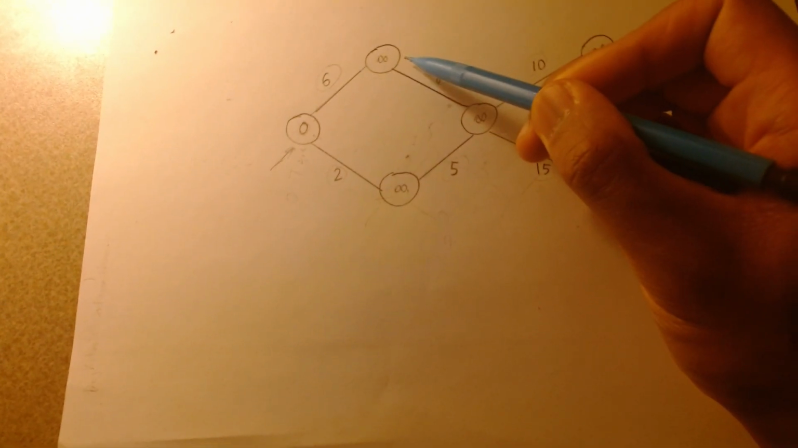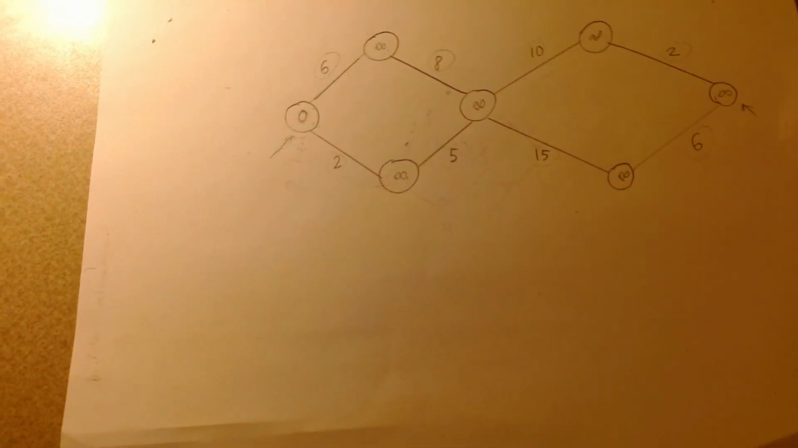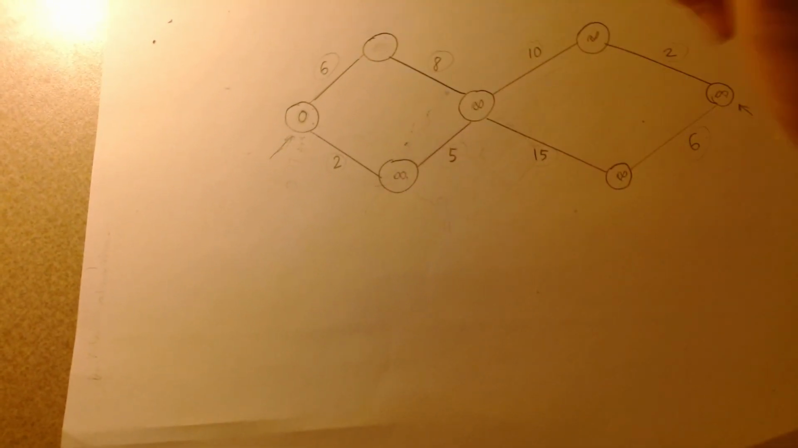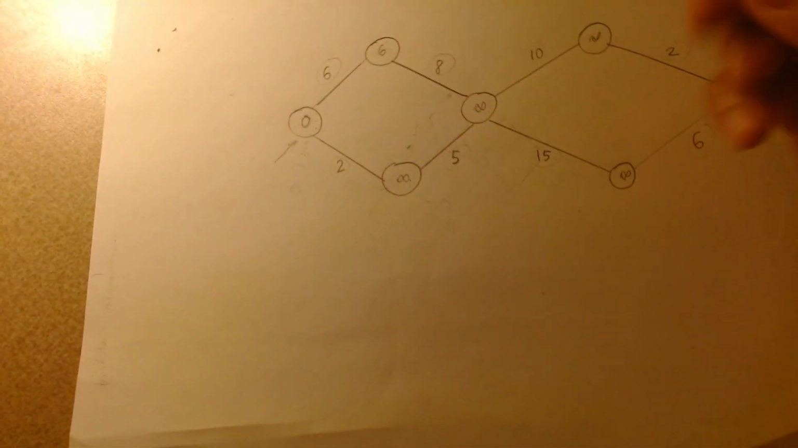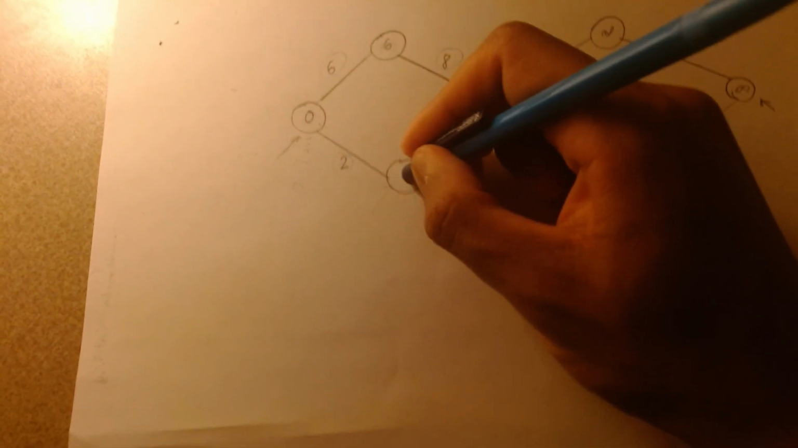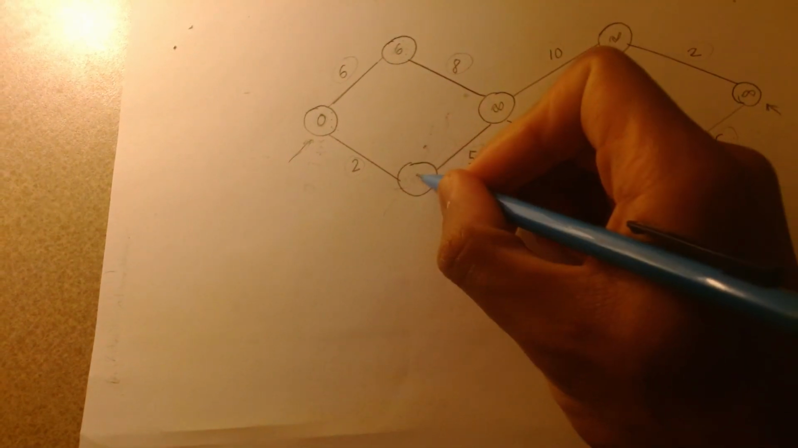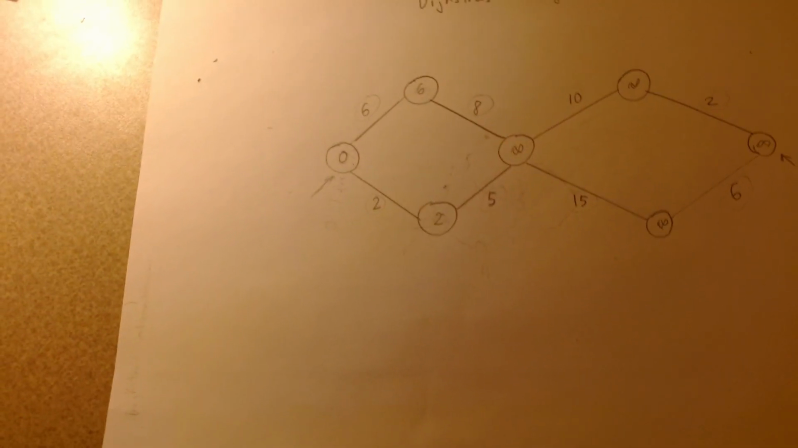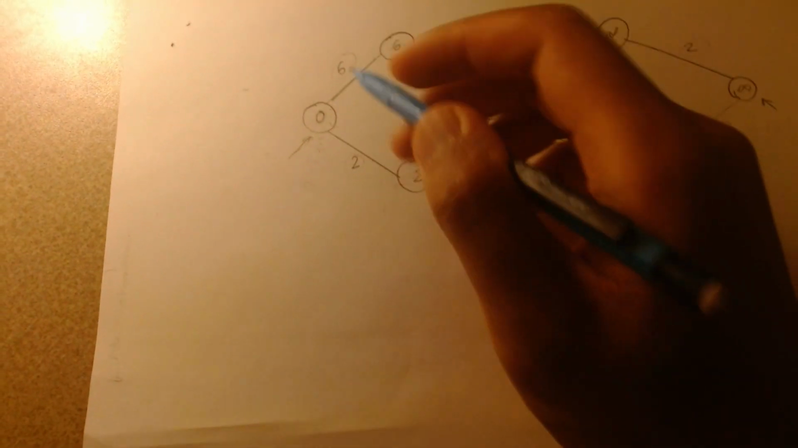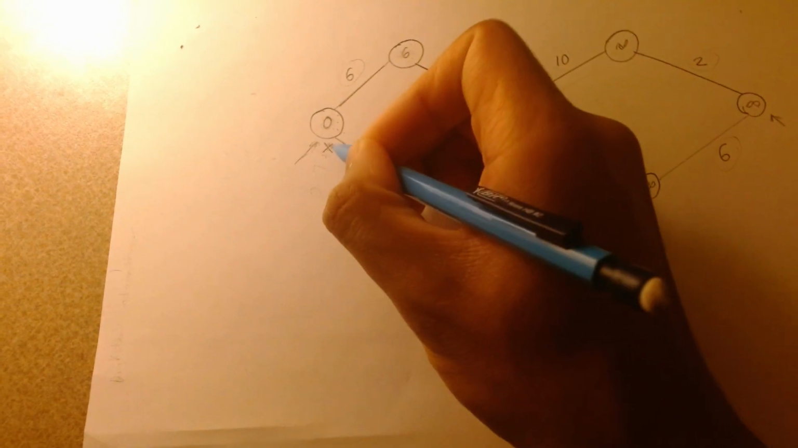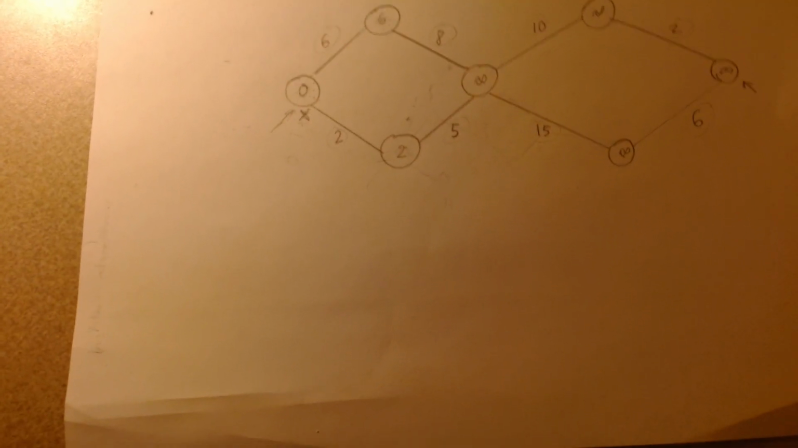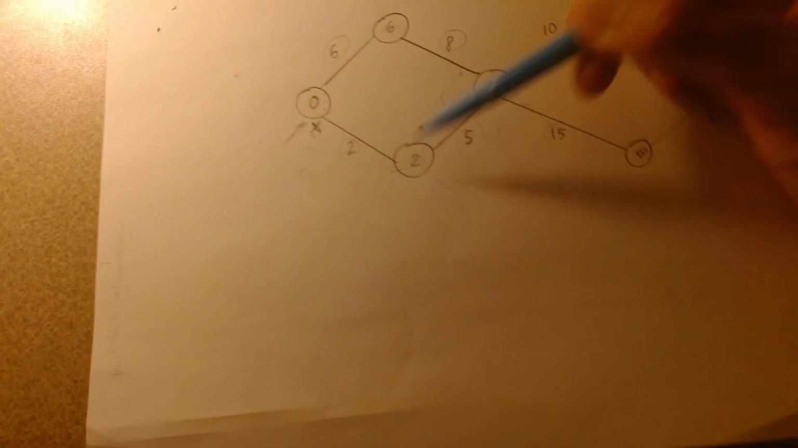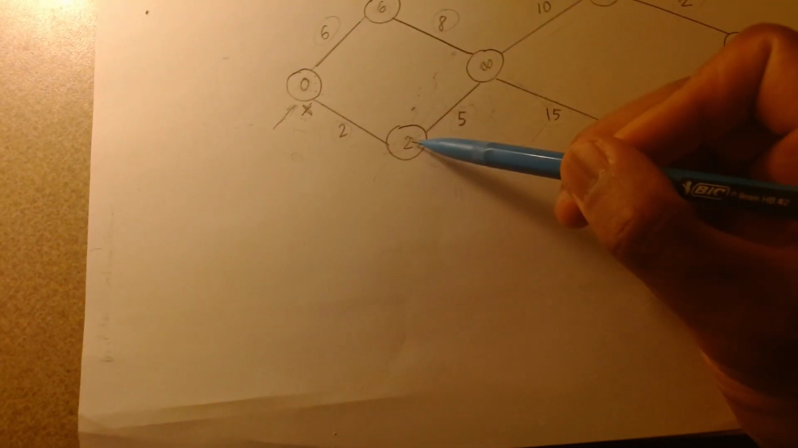The distance between this node and this node right here is 6, so I'm going to mark 6. And then the distance from this node to this node is 2, so I'm going to erase that and mark 2. Then I'm done with this node, so we're going to place an X over here. Then we compare the value of this node and this node. 2 is smaller than 6, so we're going to start with 2.